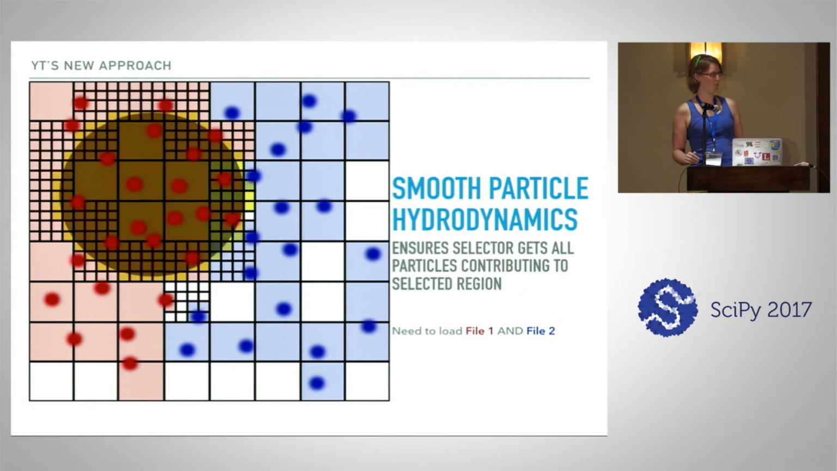And then when we do our selection, we will get all of the particles that contribute something to the cells touched by the selector. So now in the smooth particle example of this case, we need to load both file 1 and file 2, because file 2, although it only contributes a little bit, it still contributes some data to those cells in the selector.